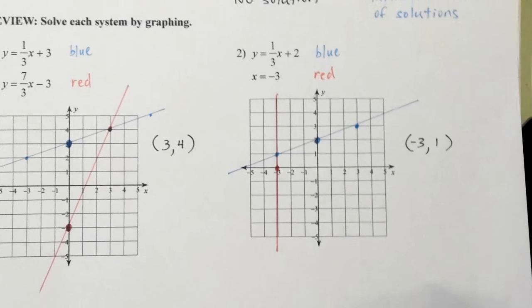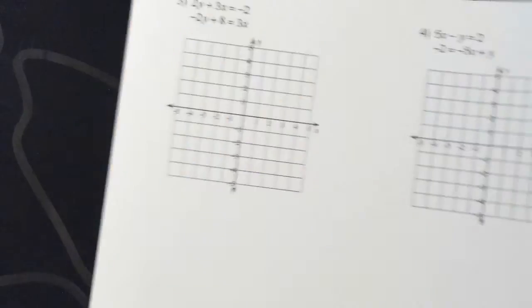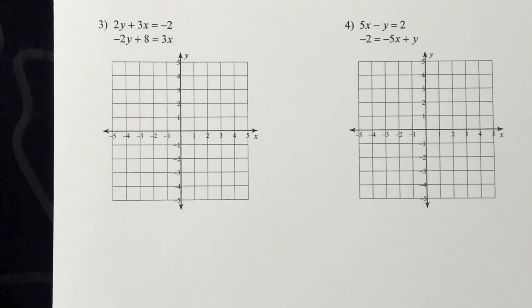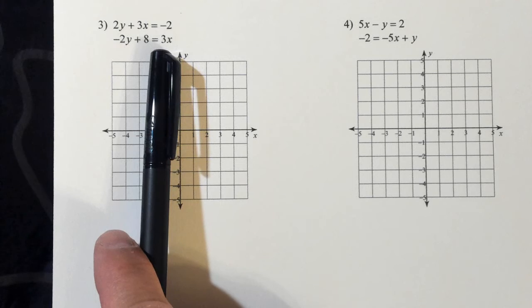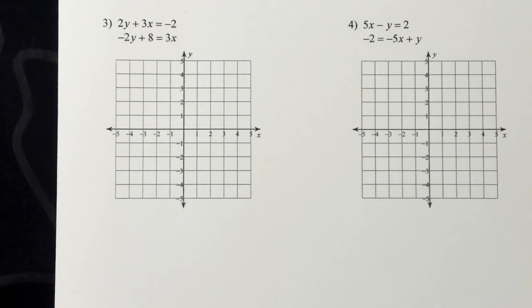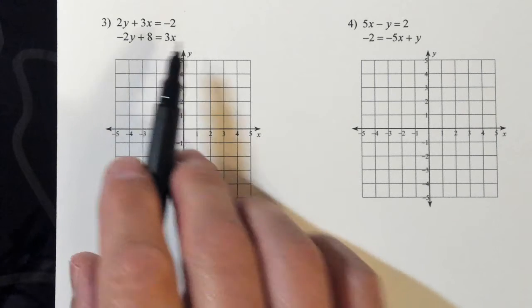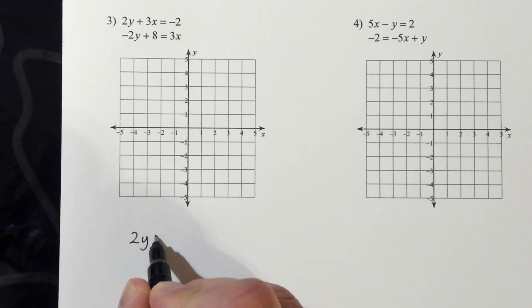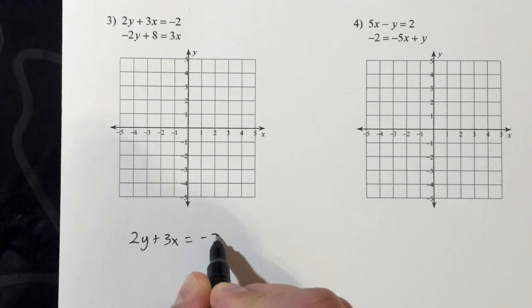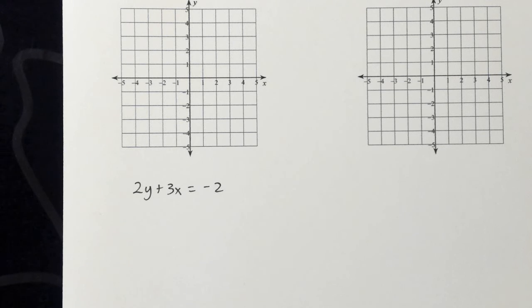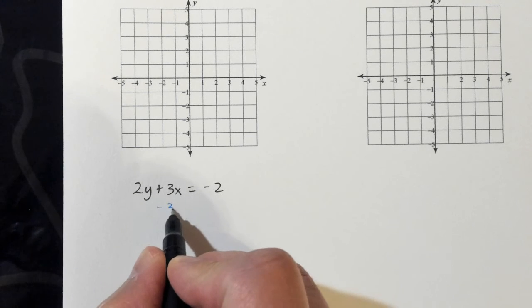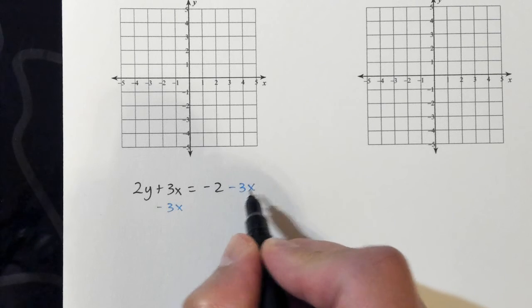Alright, so let's move on to the special cases. The 2 special cases. It's going to be a lot more work. As you notice, the equations are not ready to be graphed yet. You have to get the y by itself first. So got to do a little bit of algebra. So I'm going to do the work down here. Get the y by itself. You want to subtract the x. Subtract x.